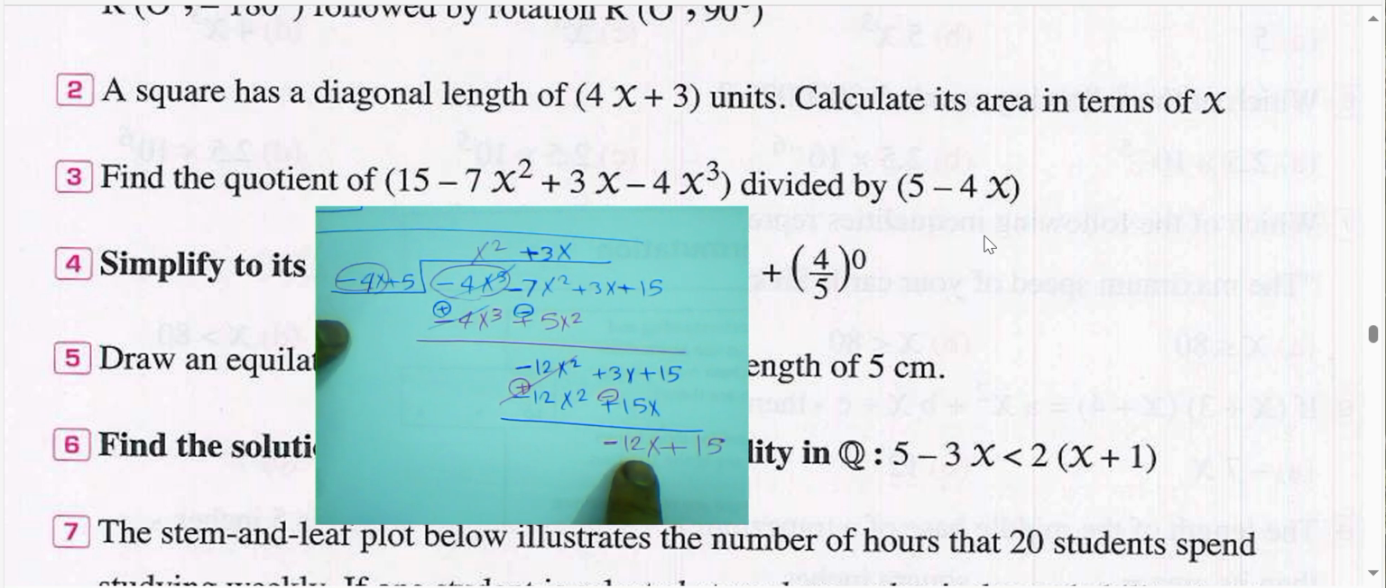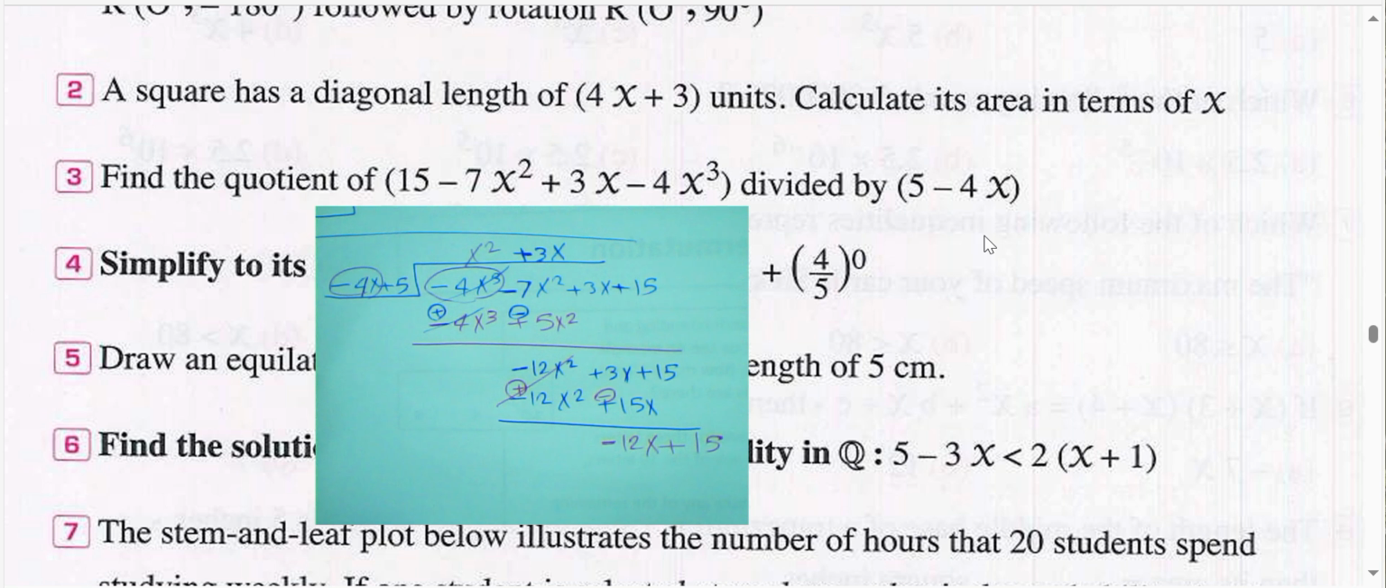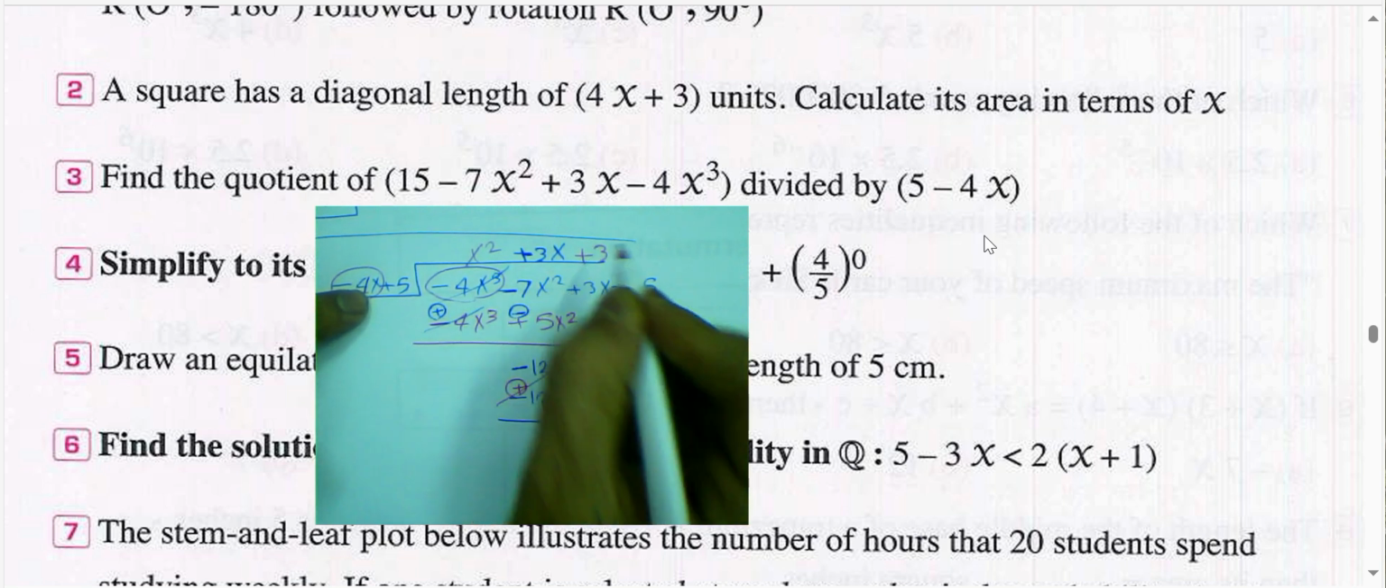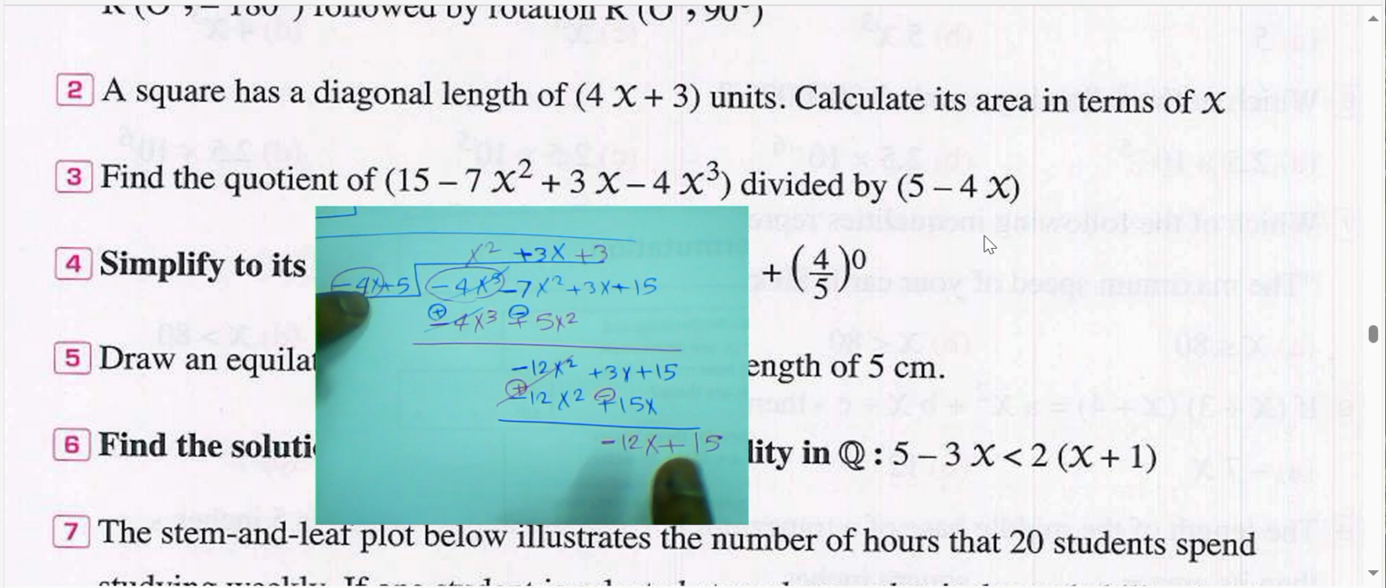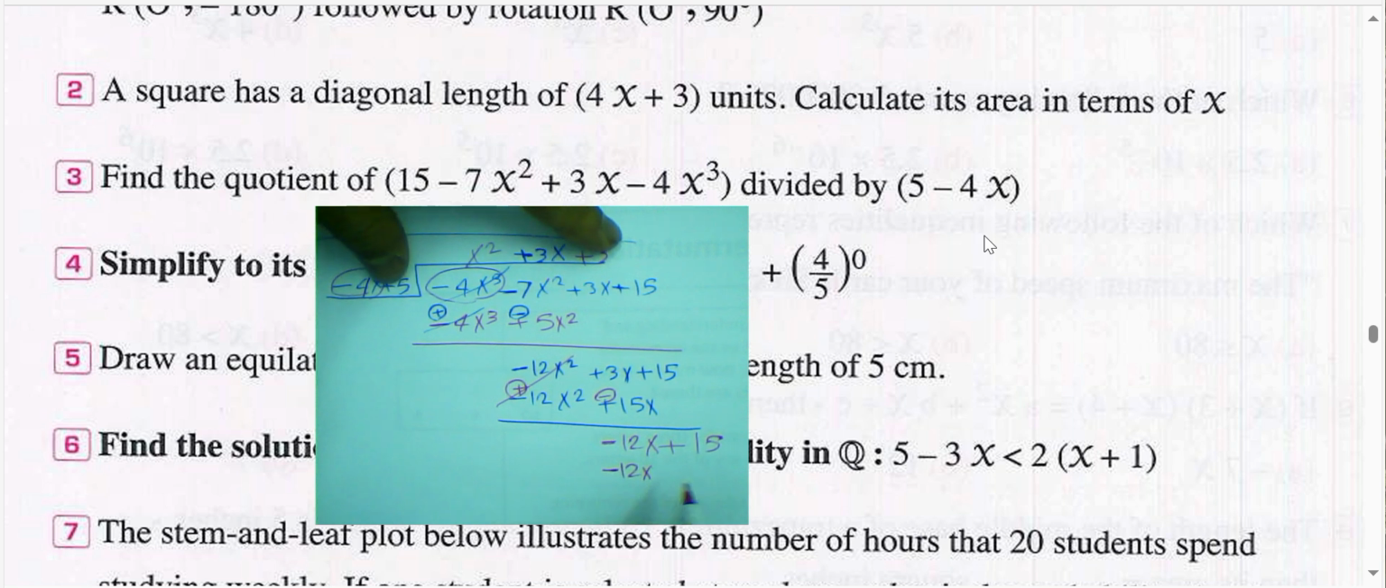Next step, divide negative 12x by negative 4x. Negative divided by negative will be positive, and 12 divided by 4 equals 3. And x divided by x will be 1. And then we can multiply 3 by negative 4x, it will be negative 12x, and 3 times 15 will be positive 15. Then we subtract between them, change the sign, so the result will be 0. Okay?